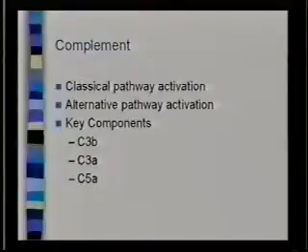C3a is called a chemotactic factor or an anaphylatoxic factor, and is responsible for enhancing the inflammation as the disease processes progress. C5a is also chemotactic and anaphylatoxic, resulting in increased inflammation. And I'm going to give you some specific examples as we work through where C3a and C5a play a role. And the important thing is you know that those three are key.